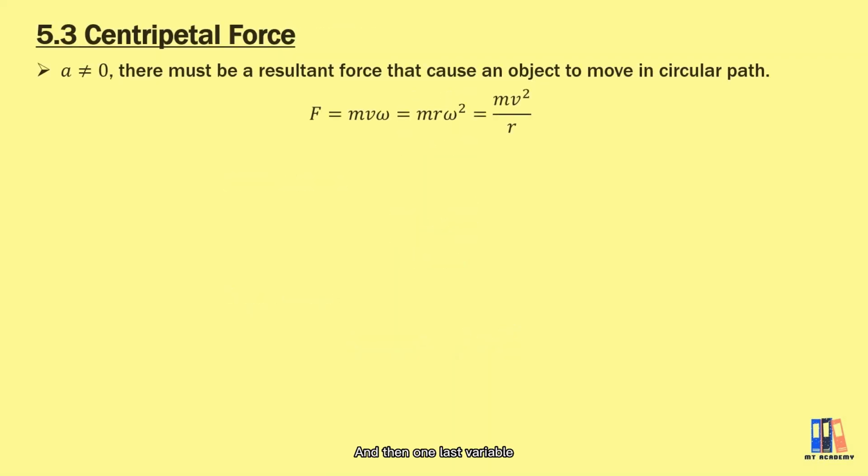And then one last variable to be discussed is the centripetal force. As we have learned about resultant force and Newton's laws of motion, a moving object will continue to move at a constant velocity if there is no external force. But the word constant includes the magnitude and the direction of the object. For circular motion, the direction of motion keeps changing, so there must be a resultant force, which is known as the centripetal force. Based on the formula of centripetal acceleration and also F equal to ma, we can quickly obtain the formula of centripetal force: m v omega, m r omega squared, or m v squared over r.